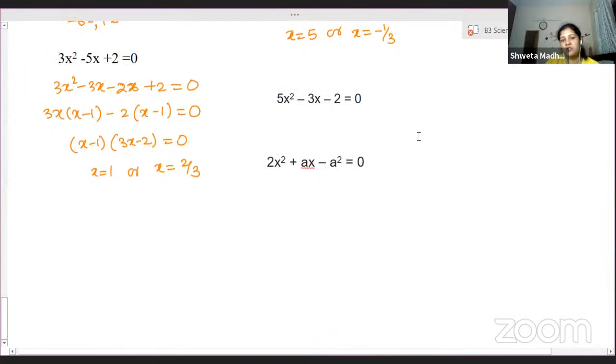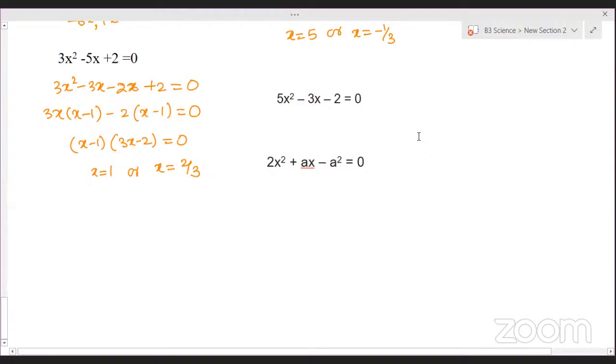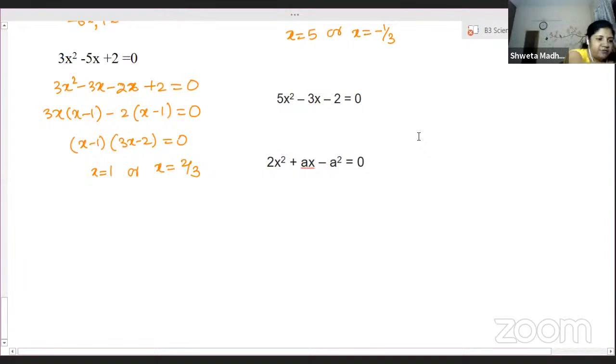Now this question. Is it possible to solve by factorization? No, ma'am. It's actually possible, but tough for you people now. So you can use the formula. We can solve it, but it will just take time, and will not be so easy. So don't waste time. Immediately solve by quadratic formula.